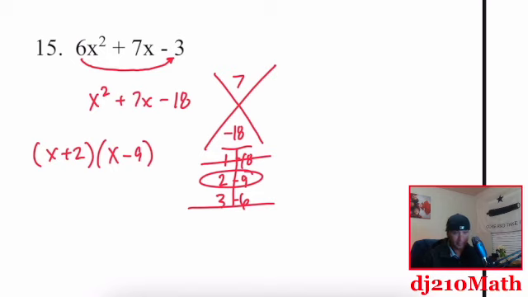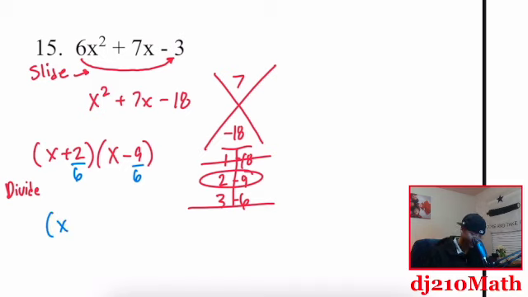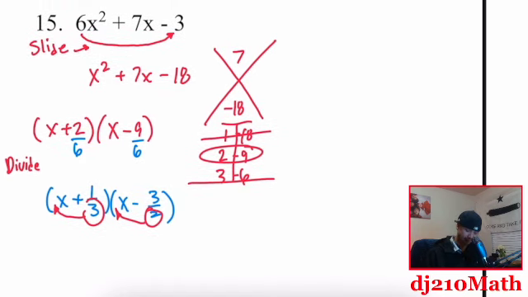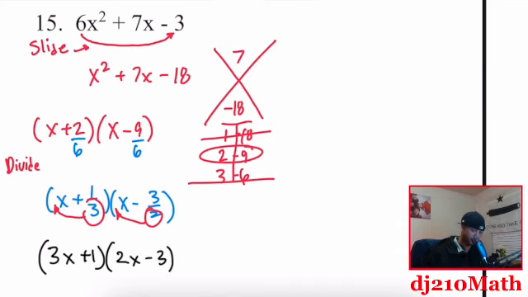However, it's a slide and divide method. So if this was the slide part, now comes the divide part. You divide by 6 and reduce as much as possible. And then if there's still a fraction, you take the denominator and move it up in front of the x. I know it's like some voodoo that's happening right now, but this is the technique. So this is going to be the final answer: 3x plus 1, 2x minus 3. Because if you FOIL this out, you would get 6x squared plus 7x minus 3.